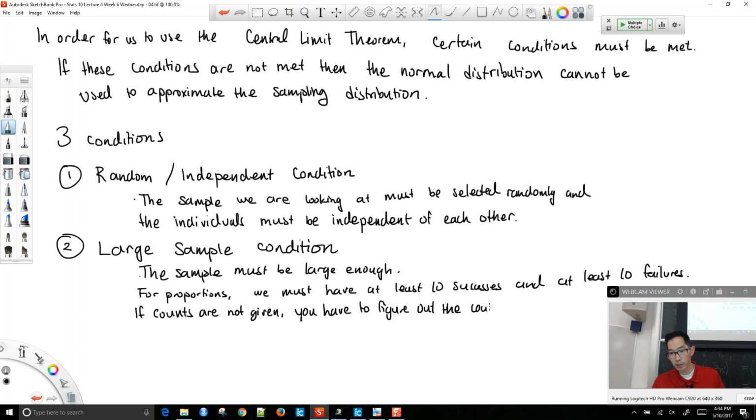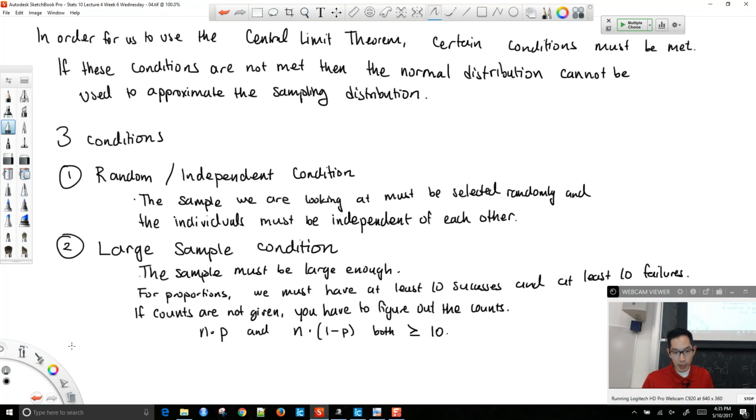You would just do n times p and n times 1 minus p. Both have to be greater than 10 for the large sample condition to be met. So you need at least 10 successes and 10 failures. If you're not given counts, you figure them out by doing n times p for your number of successes, and n times 1 minus p for your number of failures. Both of those numbers have to be greater than 10.